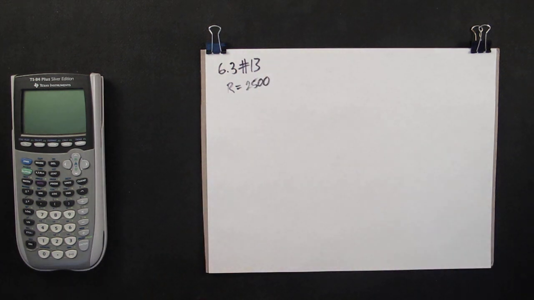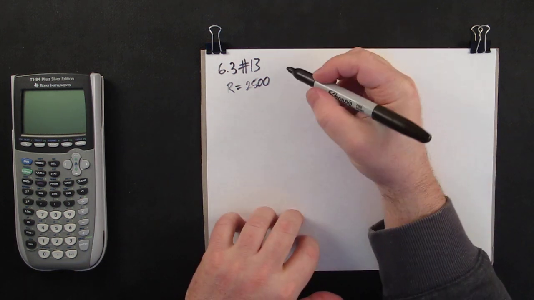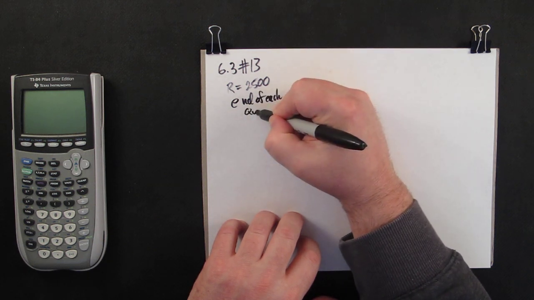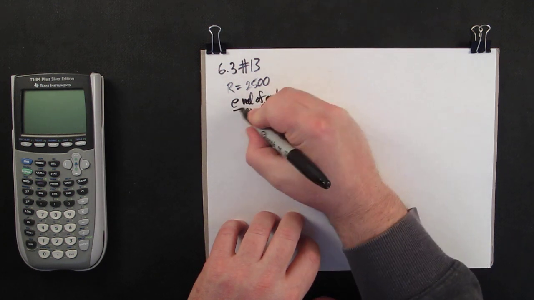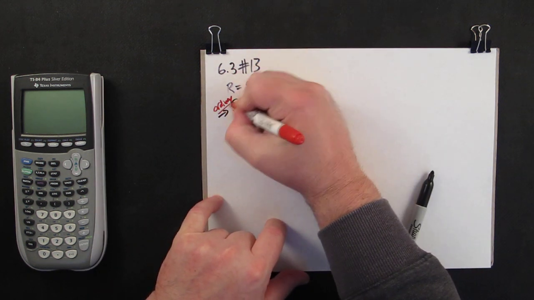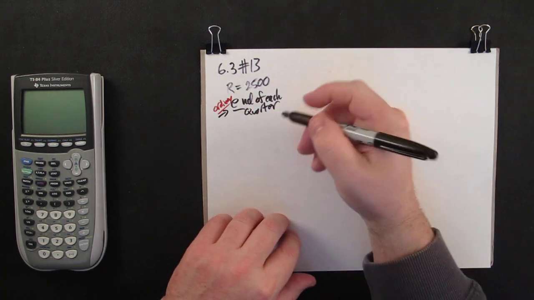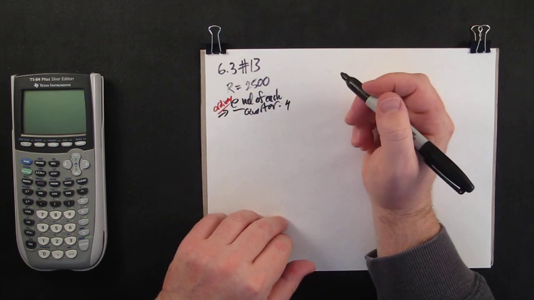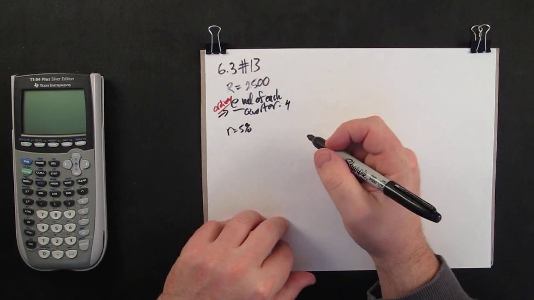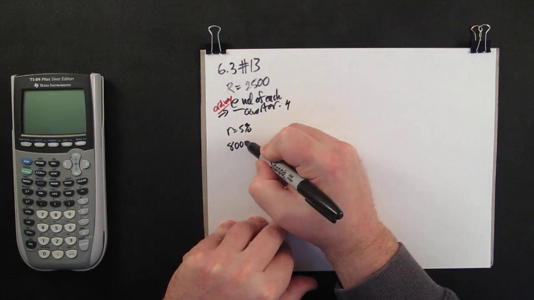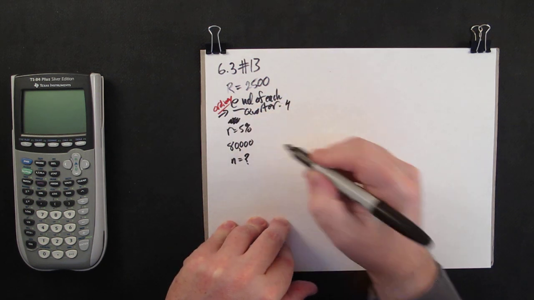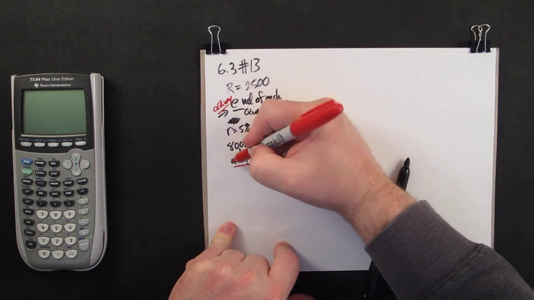So the information we start with is $2,500 payments, at the end of each quarter. So again, end is ordinary. And the quarter tells us that we have compounding of 4 per year. And our interest rate is 5%. The future value is 80,000. And what we're looking for is the number of payment periods. So that's what we're trying to find.